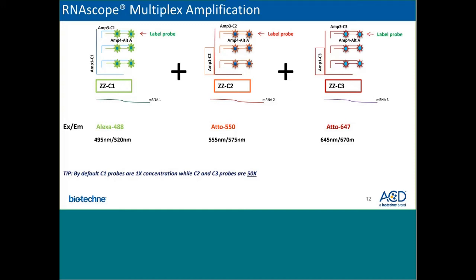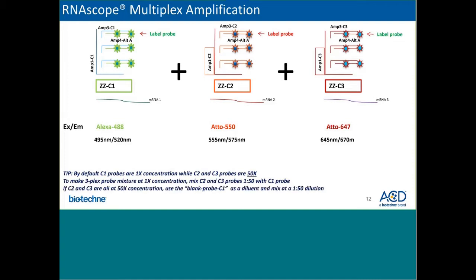Similar to that of the duplex as well is that the C1 probes are given in a 1x concentration and ready to use, while the C2 and C3 probes are 50x. So then to make your 3-plex probe mixture, you would use your C2 and C3 probes and do a 1:50 dilution in your C1 probe. And similarly, you could use a probe diluent in the event that you only wanted to look at your C2 or C3 probes independent of your C1 probe.